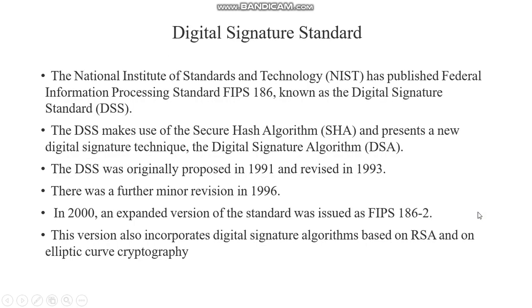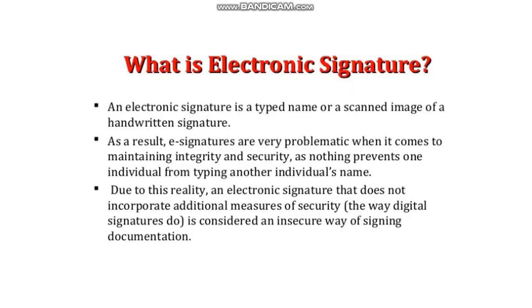The next one is the digital signature standard. It was introduced in the year 1991. Later it was revised in 1993. This digital signature standard makes use of a hash algorithm. It was revised again in 1996 and expanded in 2000. Normally they make use of the RSA algorithm, elliptic curve algorithms, and various other algorithms to generate the digital signature.